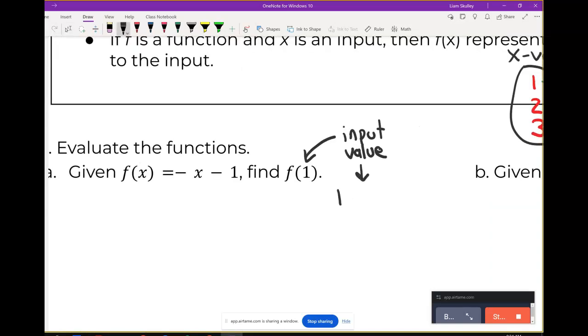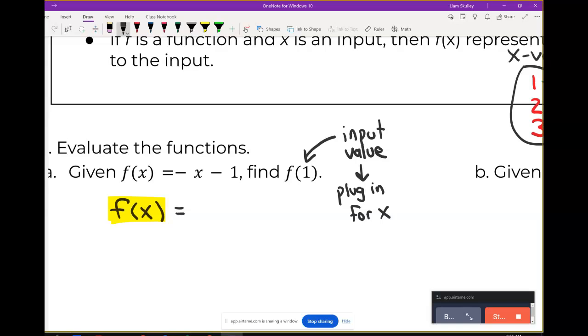So we want to think of our next step. We're going to plug in for x. I'm going to rewrite f of x as is, because that's what I'm trying to find. This is my unknown. That's my output. And now, instead of writing an x in there, I'm going to replace it with a positive 1.